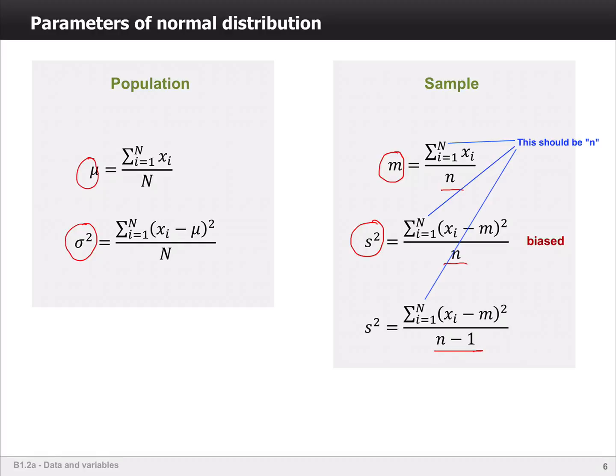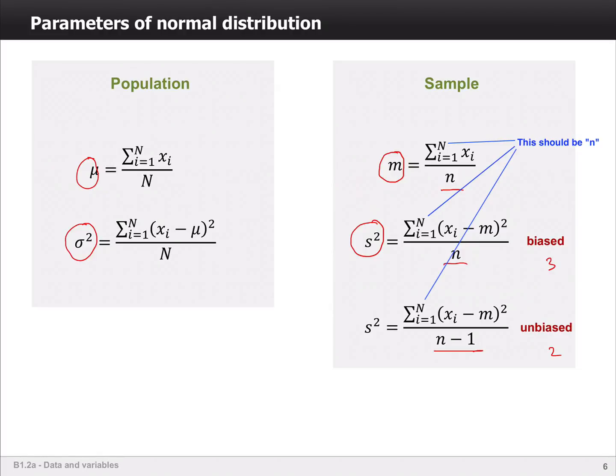Okay, you can think that if sample size is large, for example, if you have, I don't know, 100 or 1000 values, that doesn't make a big difference. If you divide to 1000 or 999, the value will be almost the same. But if sample size is small, then the difference will be pretty large. For example, if your sample size is 3, in the case of biased, you divide it to 3, but in the case of unbiased, you divide it to 2. So you will have like 1.5 times larger value.